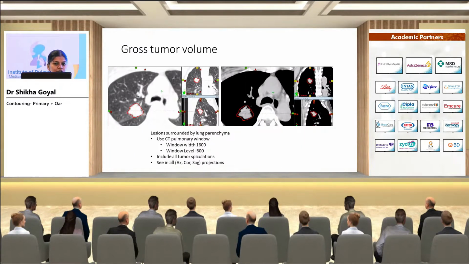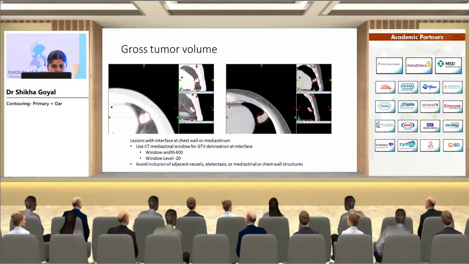So for delineation of gross tumor volume in lesions which are surrounded by the lung parenchyma on all sides, typically a pulmonary window is used with a window width of 1600 and a window level of -600, and include all the tumor spiculations. Always look at the tumor in all the projections, because something that looks like a spiculation in one of the projections may actually be a vessel which is touching the tumor. So that vessel does not need to be included per se.